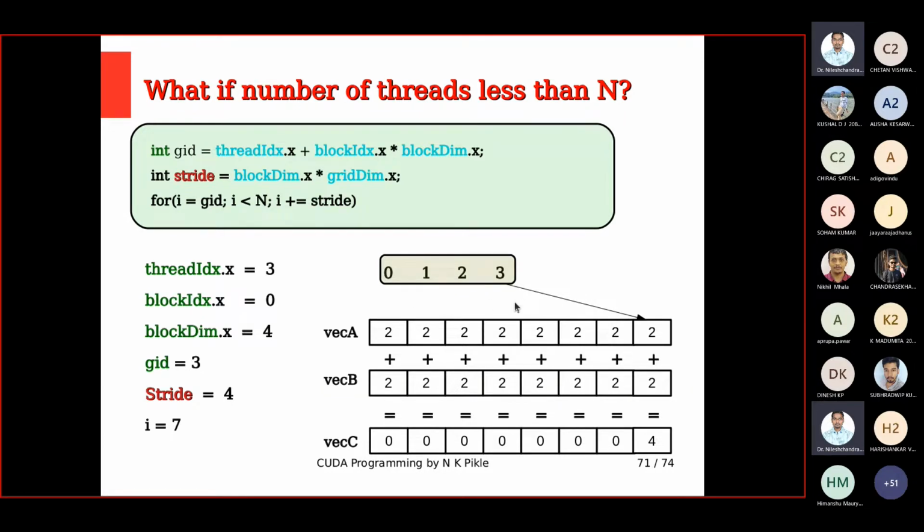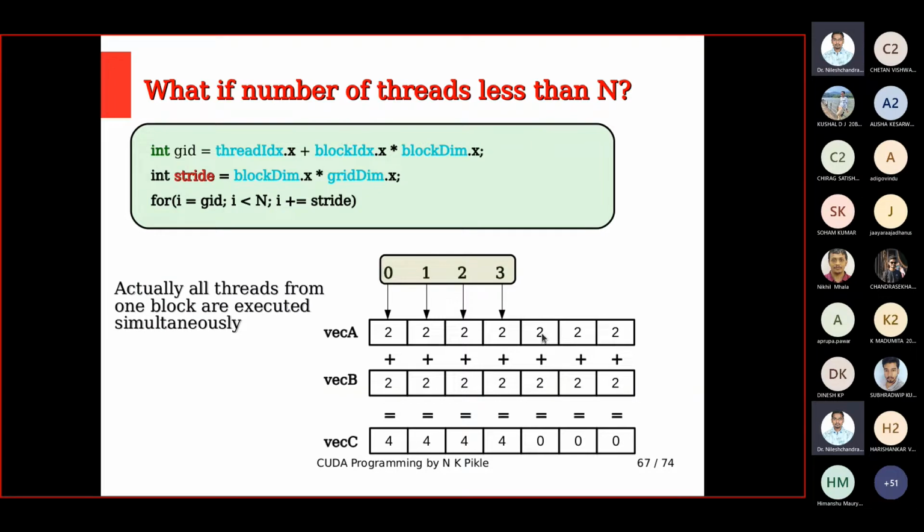But how can we perform that? Using the stride size. How can we get the stride size here? First of all, we calculate how many threads are there in total that we are going to launch. Here it is 4. So we calculate the total number of threads as blockDim.x multiplied by gridDim.x.